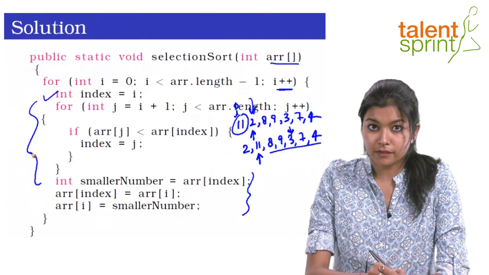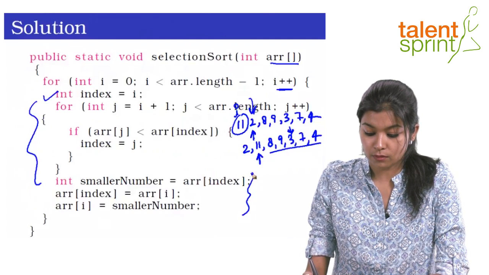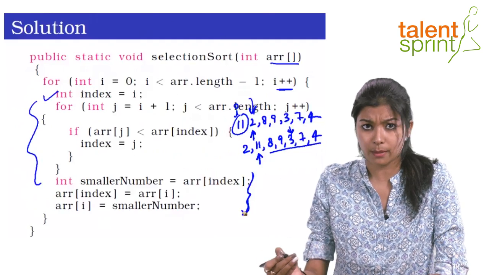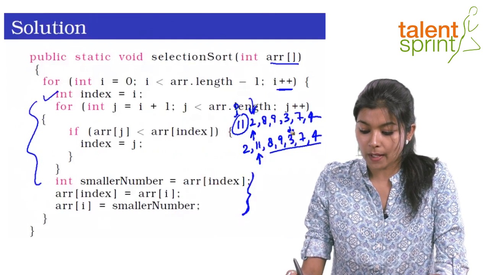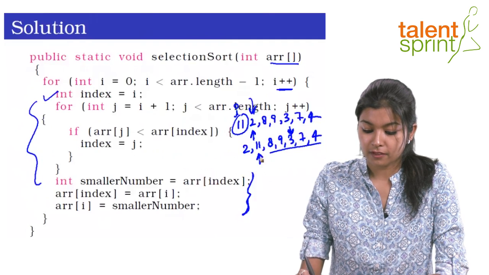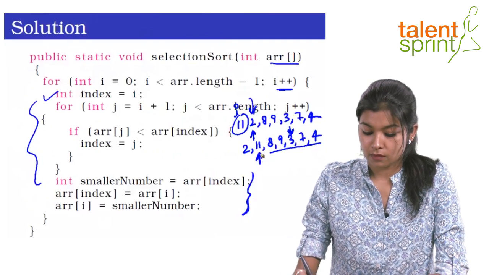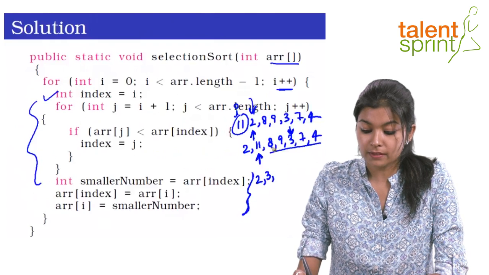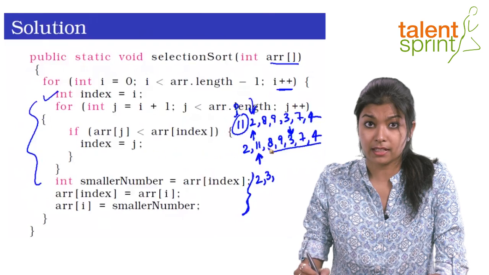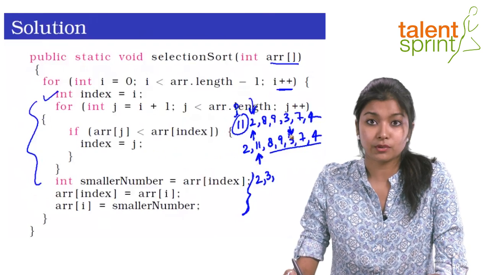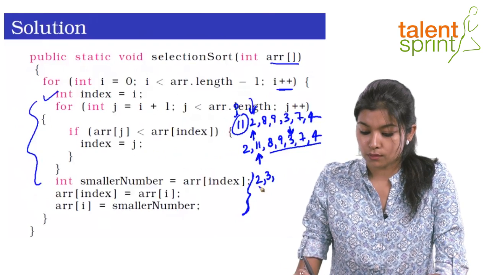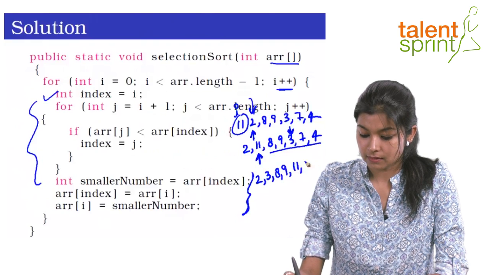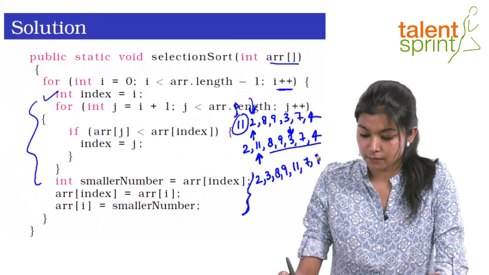Now we move out of this for loop again, and when we go into these 3 lines of code, they are doing simple swapping, right? So we'll swap our index with the value of I. So the array will now look like 2, 3. Now 11 is not going to the next position, remember. 11 is going to the index position where 3 is. So 2, 3, 8, 9, 11, 7 and 4.